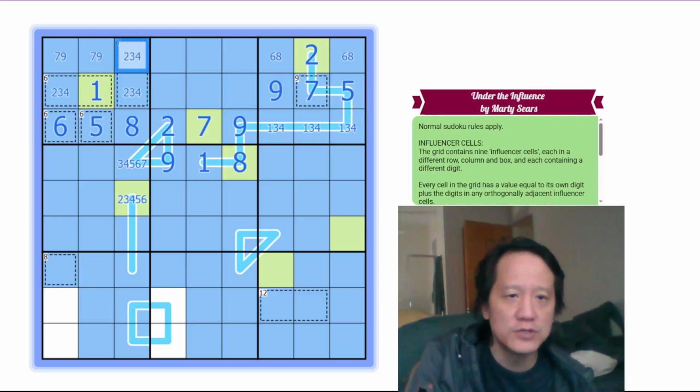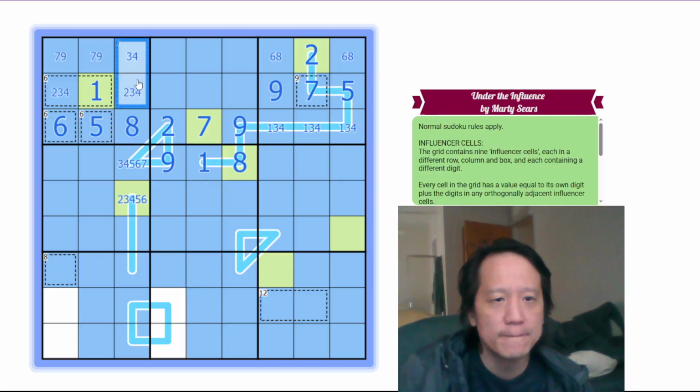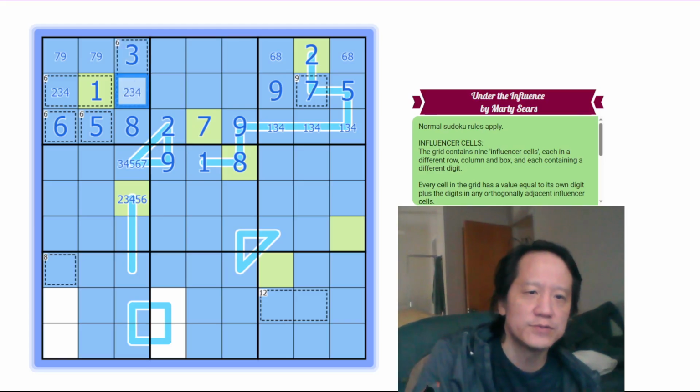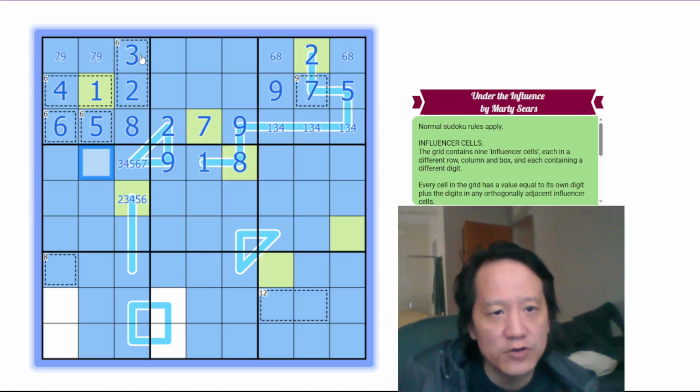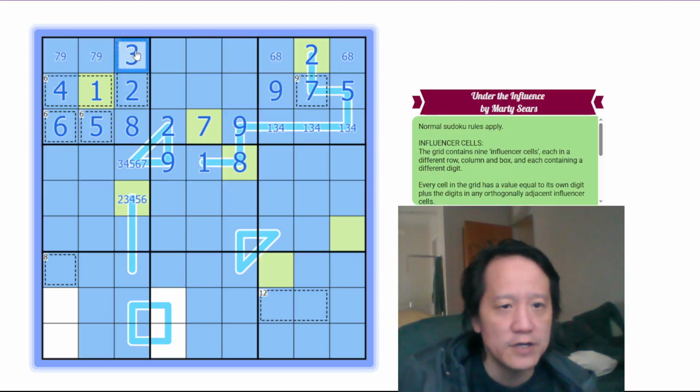So 2 cannot be here. This is 2, 3. This has to add up to 5 because you have an influencer here plus 1. So this must be 3 and 2. This is 3 and 2, which makes this a 4. So the value of this cage is 3 here, and then this is 2 plus 1, so that's 3. So that's a value of 6.